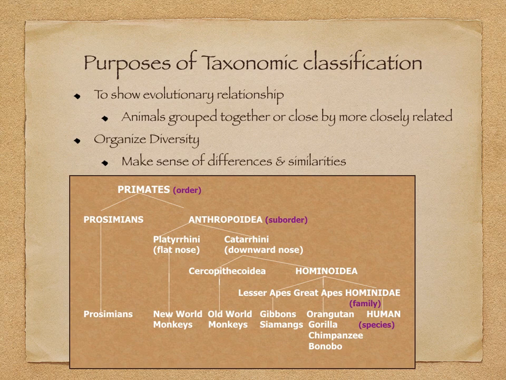Catarrhini is split into Cercopithecoidea, which are the Old World monkeys specifically, and Hominoidea. Hominoidea includes the lesser apes, the great apes, and the hominids, which are the family that includes humans and the extinct members of the Homo genus, that is previous human ancestors that have died out evolutionarily. So that includes things like Neanderthals or Homo erectus, things like that.